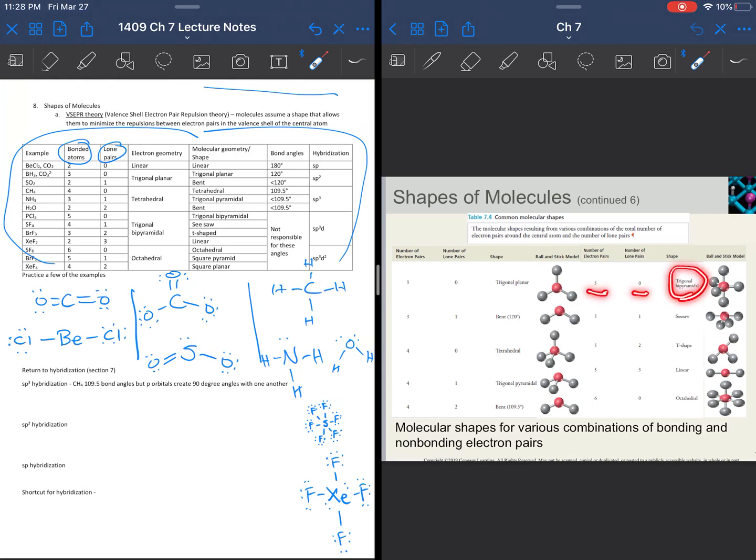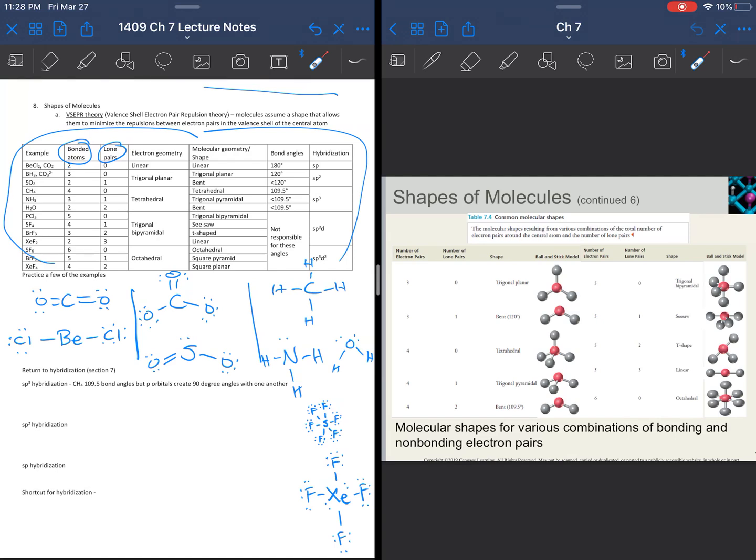If you have 5 bonds and no lone pairs, then electron and molecular are the same. They're trigonal bipyramidal. If you've got 1 lone pair, notice they did number of electron groups here, whereas I did bonded atoms, so they're all 5 here. So this table's a little bit different than what you have in your notes. But if you have 1 lone pair and 4 atoms, it's going to be a seesaw. 3 atoms and 2 lone pairs, you get the T shape. 2 atoms and 3 lone pairs, we've got another linear molecule.